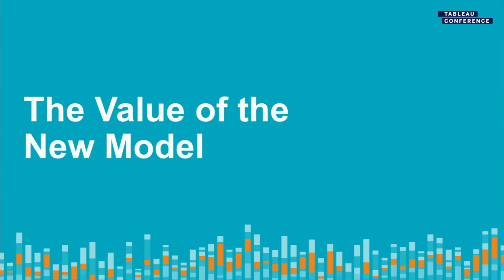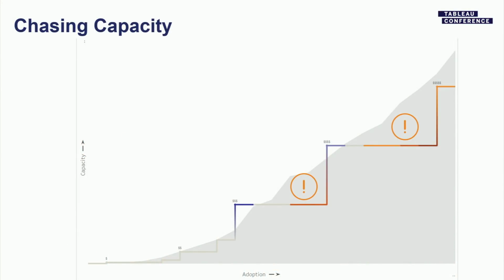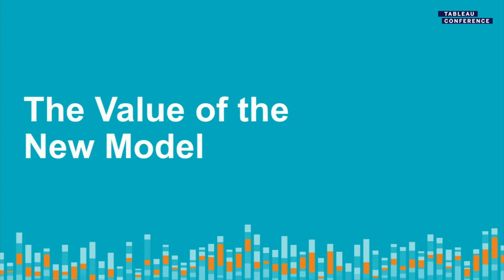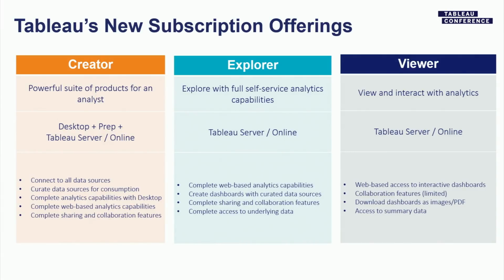Now, why are we doing this? What is the value of this new model? So for those of you who are on the capacity model, the capacity model is essentially, I have X number of cores that I have purchased, 8, 100, 500, whatever that might be. I'm limited by capacity. I can add as many users as I want.